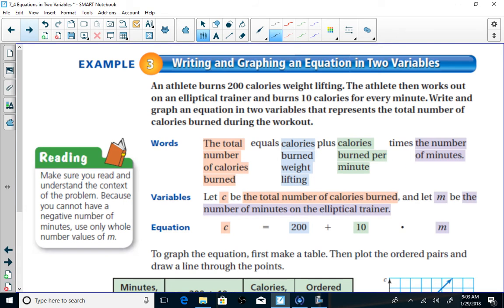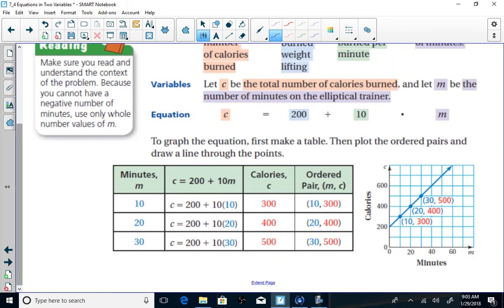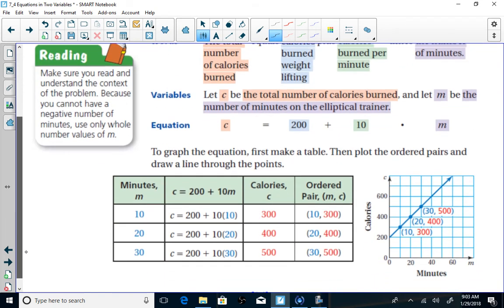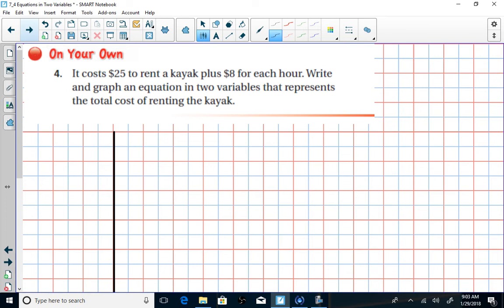Next slide. Okay, you can read through this, right? But it's the same idea. Okay? You're given a word problem, right? You write the equation from the word problem. You use the equation in two variables here to create your table. From the table, you make your ordered pairs, and then you're going to graph your ordered pairs this way, right? So let's do an example on our own.